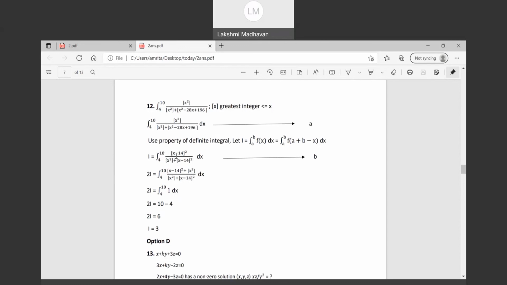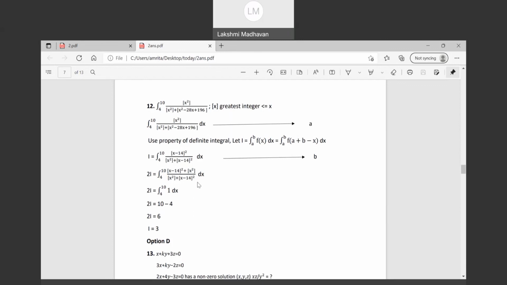This x square becomes (x minus 14) whole square divided by x square plus (x minus 14) whole square, dx. Now I'll write this as 2I is equal to the integral from 4 to 10 of ((x minus 14) whole square plus x square) by (x square plus (x minus 14) whole square). So we can have this as 1. And we know the limit is from 10 to 4, so it will be 10 minus 4.